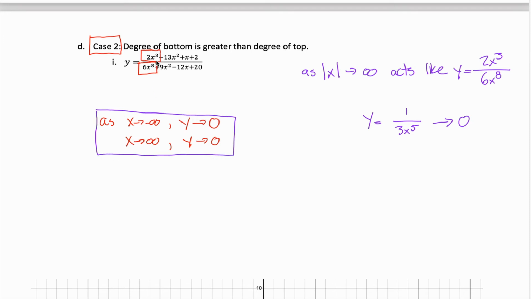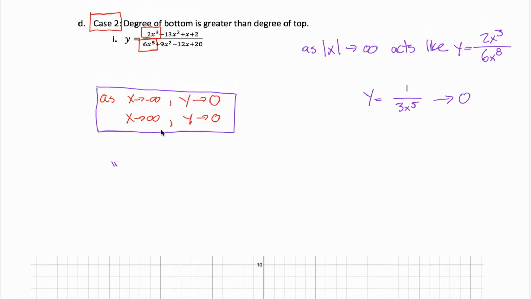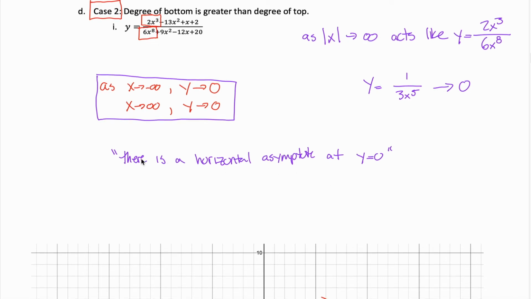Anyways, that's all just justification for why, in case 2, the end behavior will always look like this. Anytime the degree of the bottom is greater than the degree of the top, the graph's height will approach 0 when we go out to the left and when we go out to the right. It's worth pointing out that there's another way of stating this end behavior. It's perfectly fine to state it the way it's written here, but another way, in case you ever see it written this way, is to talk about a horizontal asymptote. We'll talk more about what a horizontal asymptote means when we actually graph these things, but I just want you to know that this sentence is synonymous with this sentence right here. It means the exact same thing.